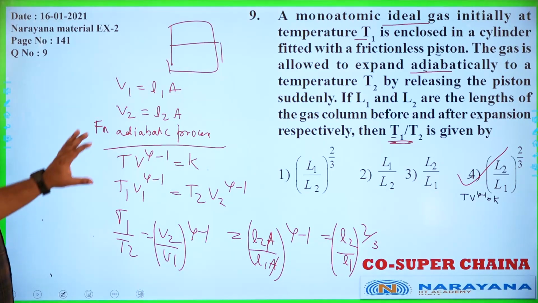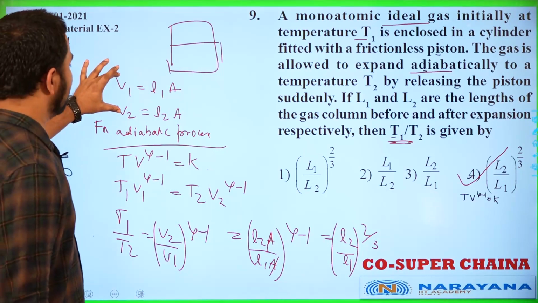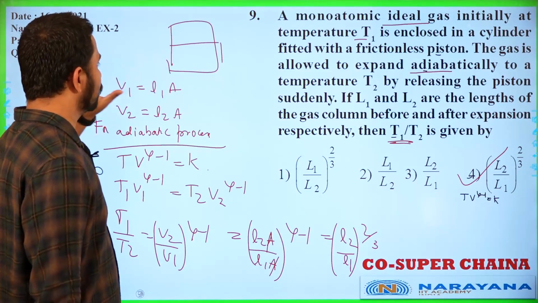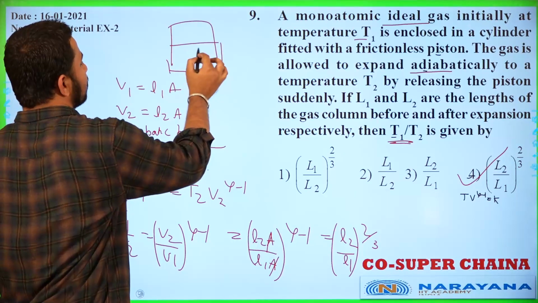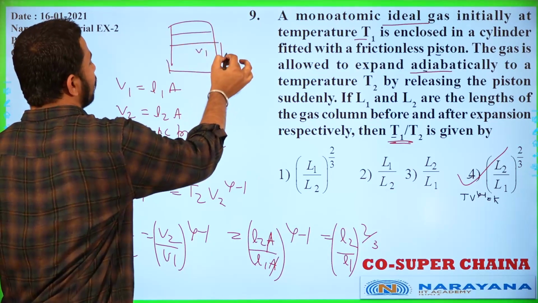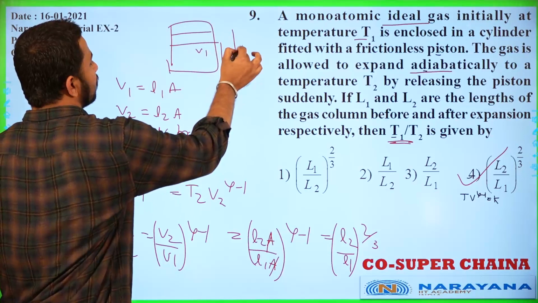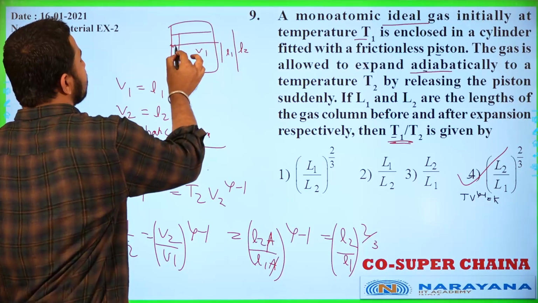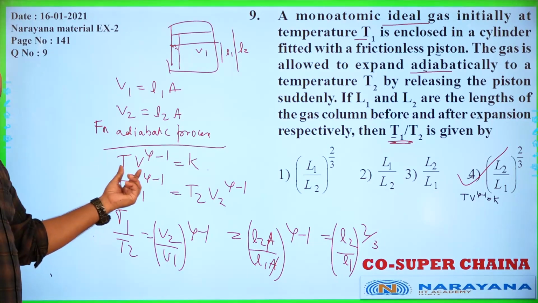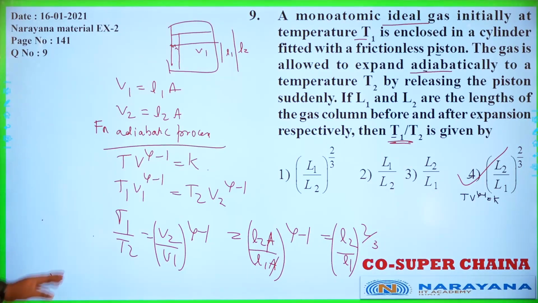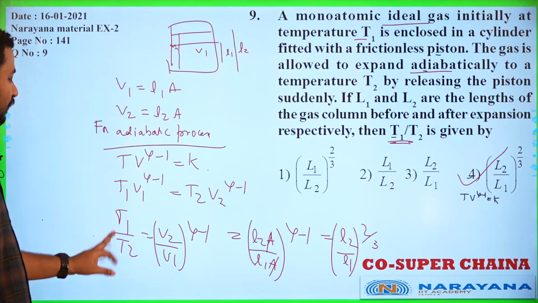Because the surface area was the same, we can write V1 equals L1A. Initially this was V1, and now we have V2 as well. So this is how we proceed. V1 and V2 we calculated. We know for an adiabatic process TV to the power gamma minus 1 is constant. From here we have to get the T1 by T2 ratio.